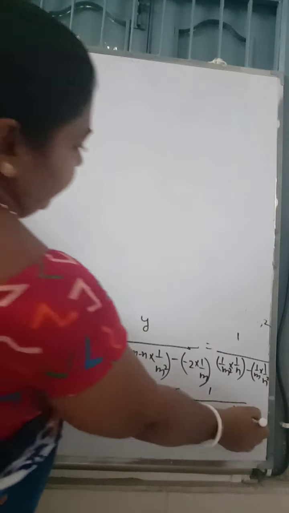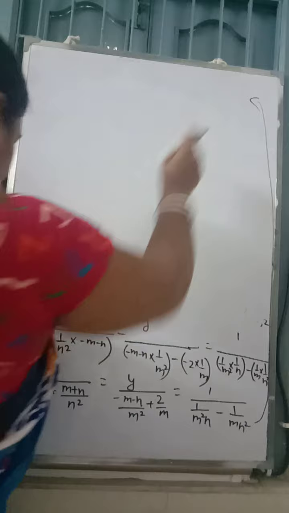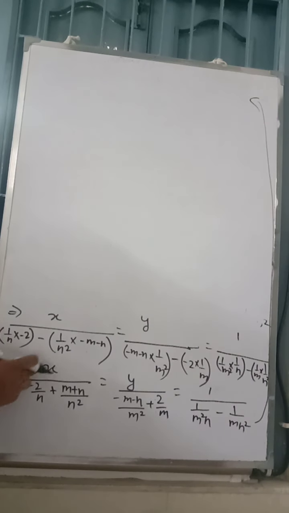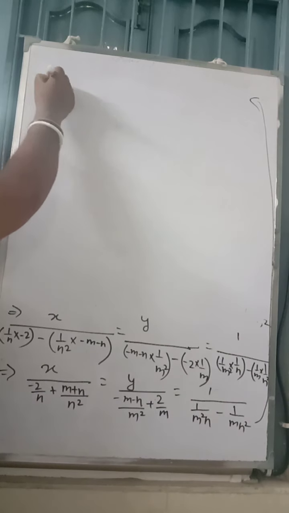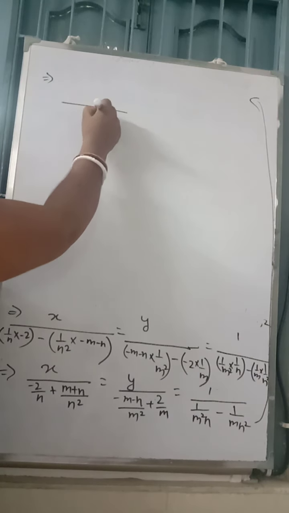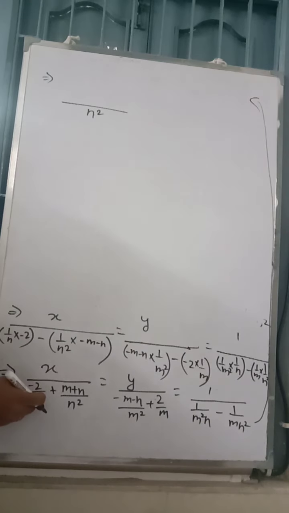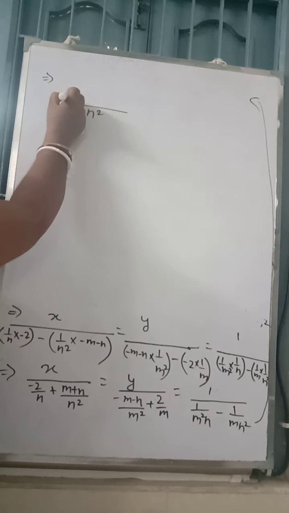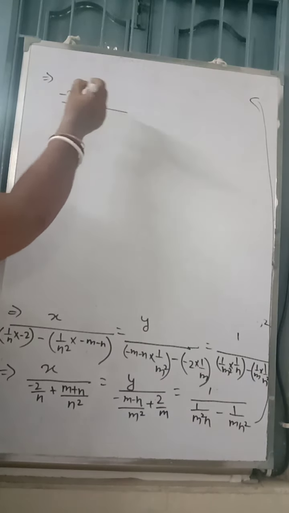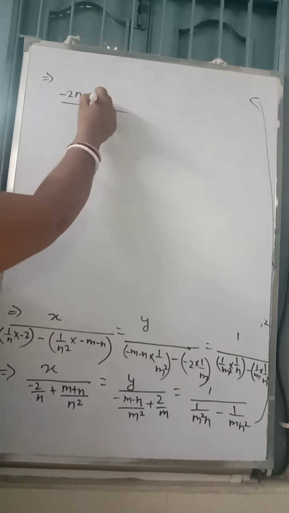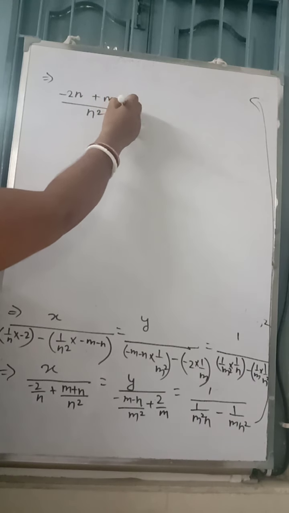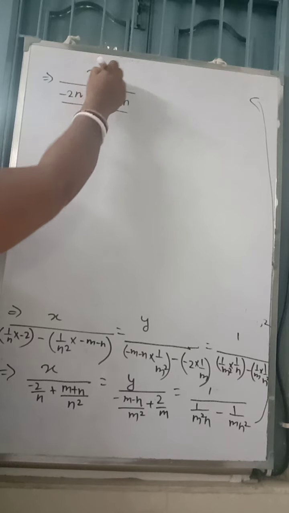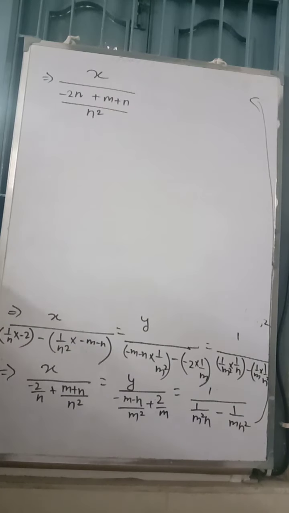Now from here, if I come up here, you can see it is x by minus 2 by n plus m by n squared. So the LCM of n and n square would be n square. Down there is only one n, so minus 2 will multiply with n. So this will be minus 2n plus m plus n. On the top there will be x.